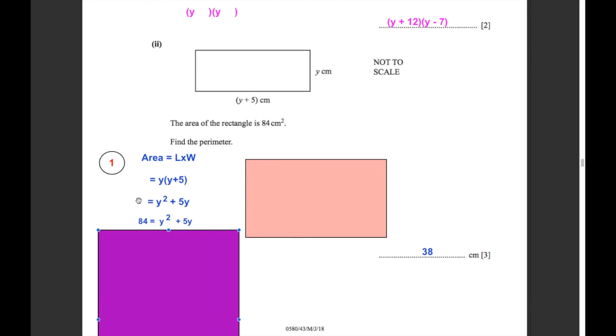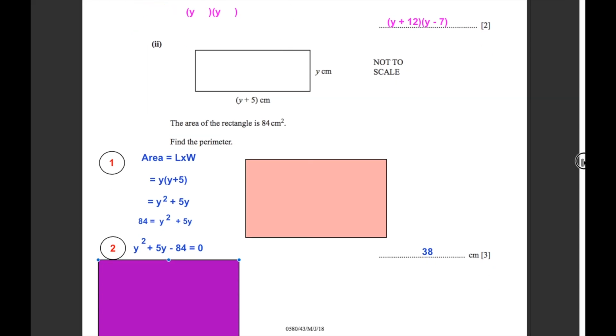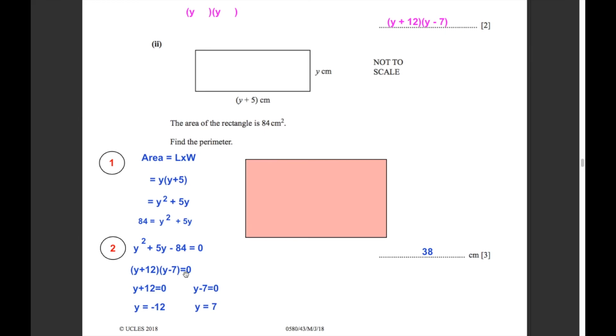And we're going to add the 84 here because that's what the area is. We already know. So we're going to move the 84 to this side, so it's going to be negative 84. And you notice it's the same thing up here. So all we have to do is factorize. So it's y plus 12 and y minus 7. So we equal it to 0. So we take the y plus 12 by itself.